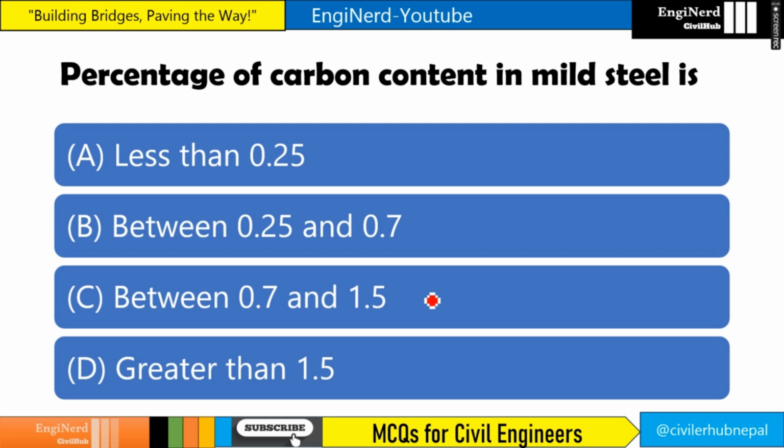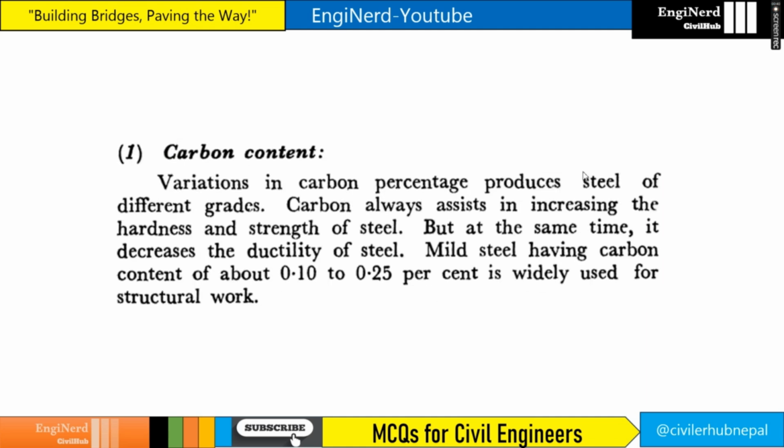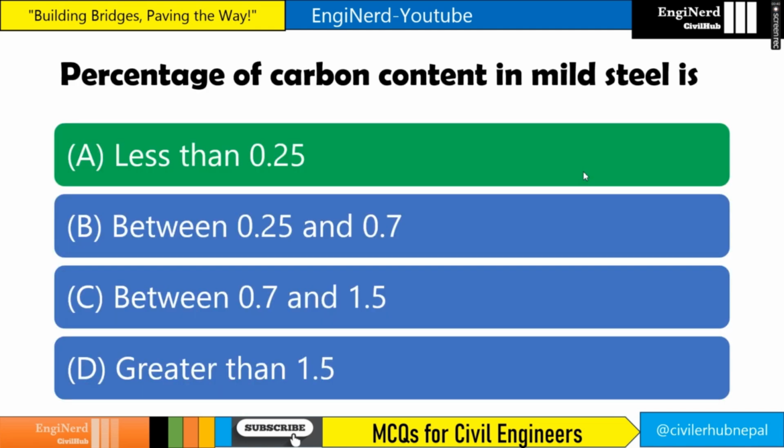Percentage of carbon content in mild steel is less than 0.25, right? The carbon content of mild steel is about 0.10 to 0.25%. And if you consider dead steel, it is less than 0.10%. So if you see here also, mild steel having carbon content of about 0.10 to 0.25% is widely used for structural works. So answer is less than 0.25.